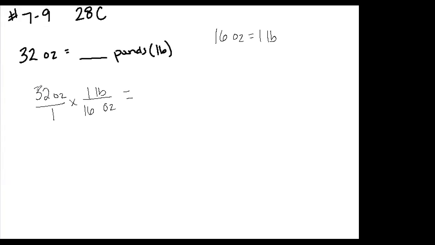So then we can say 32 ounces times 1 over 16. So what we're really doing is saying 32 divided by 16. So 32 divided by 16 is 2. And then our ounces cancel, and we're left with the pounds. So the answer is 2 pounds, so we can put a 2 right up here.